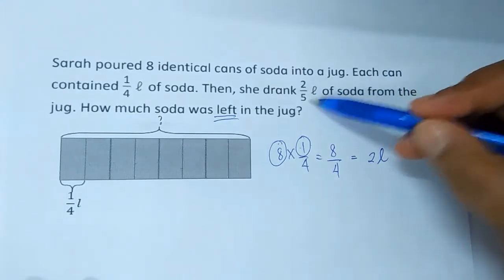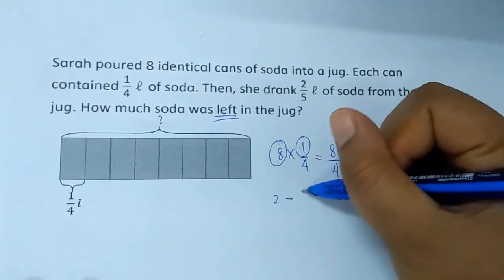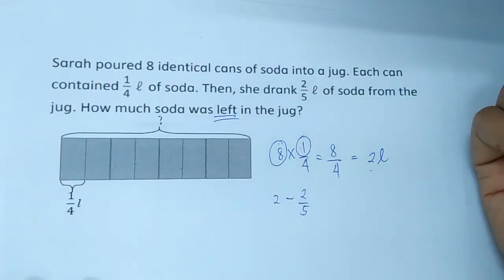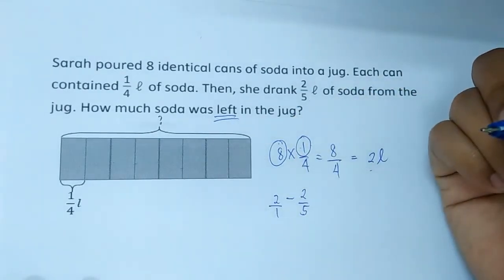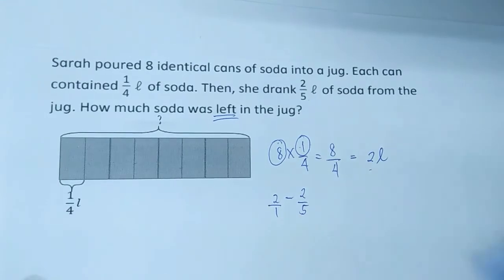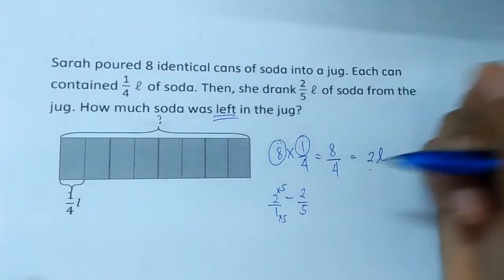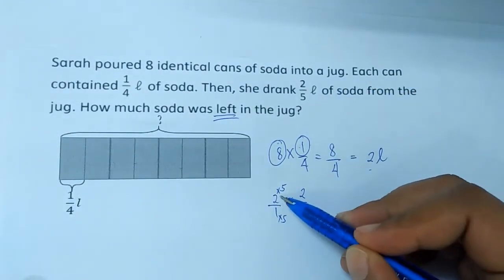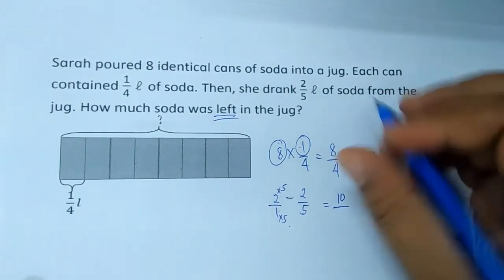If she drank 2/5, very good, we subtract 2/5 from 2. So 2 minus 2/5. How are we going to subtract? Yes, the 2 has 1 as the denominator. So as you can see, we have denominators 1 and 5. So what we're going to do is to make them the same. Can 1 become 5? Yes. Multiply by 5. Same to the numerator, multiply by 5 also. So 2 times 5 is 10. 1 times 5 is 5.